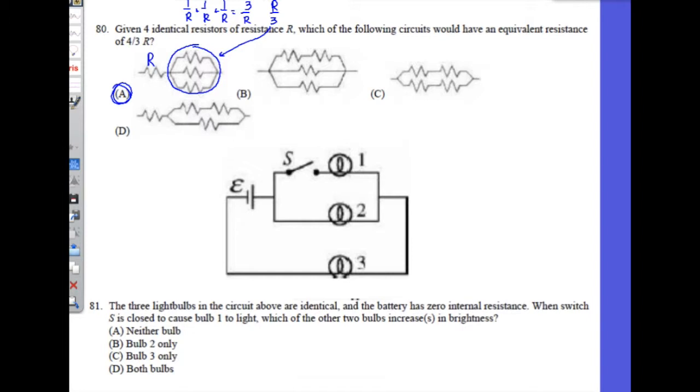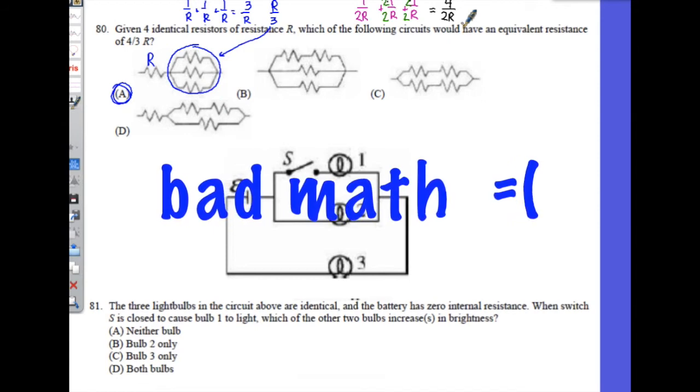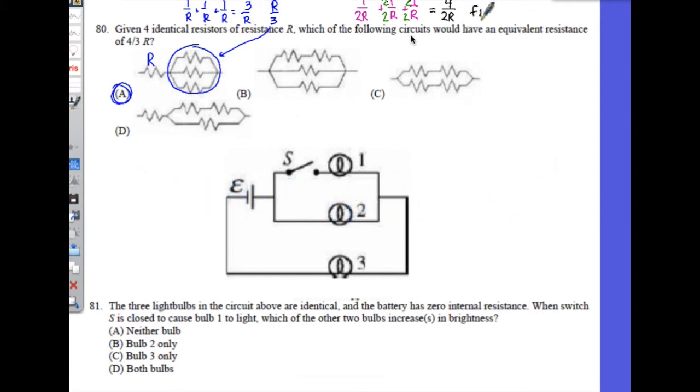Let's look at B. This is 3 parallel branches. That first one has a resistance of 2R, so 1 over 2R plus 1 over R plus 1 over R. Can't use the button, so I'm going to find a common denominator, 2R. If I multiply those fractions each by 2, I have a common denominator. So on the bottom I have 2R, on top I have 1 plus 2 plus 2, 5 over 2R, 4 over 2R. Alright, I screwed up the math on this. Ignore this. But it isn't 4/3 R. A was the correct answer.